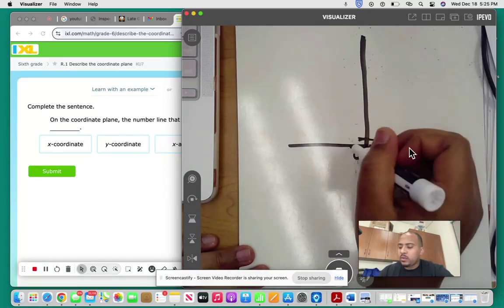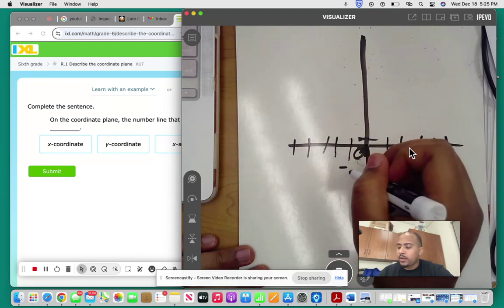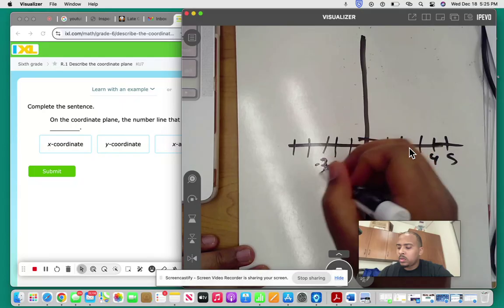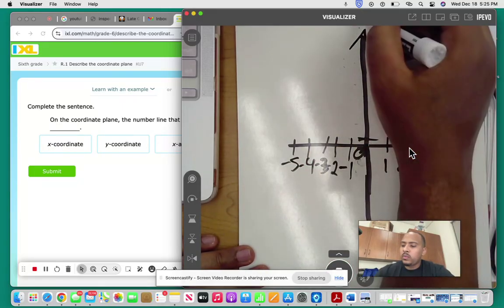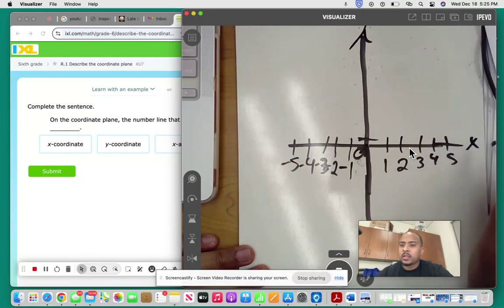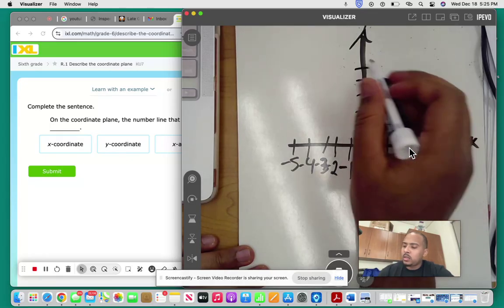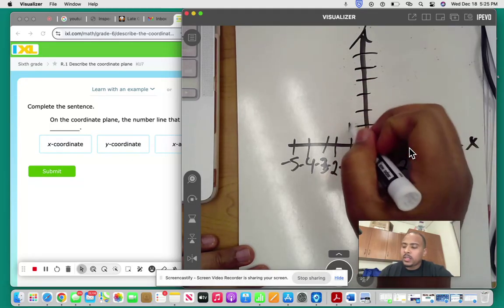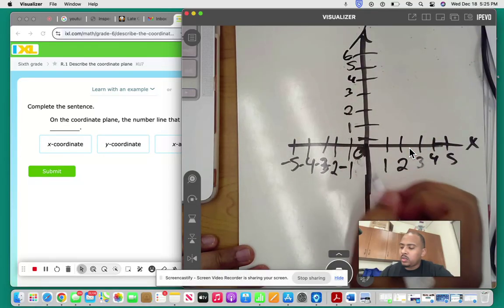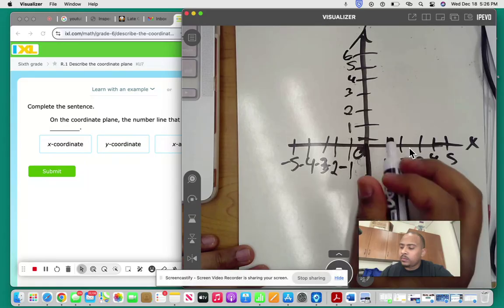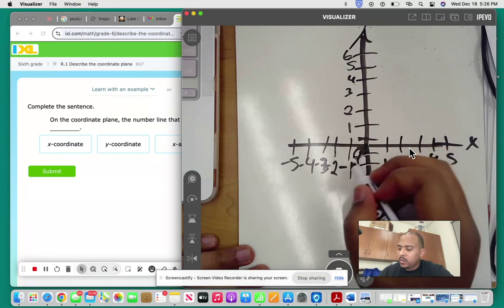If I go left of 0, what type of number should I get? Negative, yep. -4. All right, and then when we talking about a vertical line, which is the y-axis, this is the x-axis, right? If I go vertical, what type of numbers do I get? Yep, positive. And then if I go below or south, we get negative numbers, -1, -2.